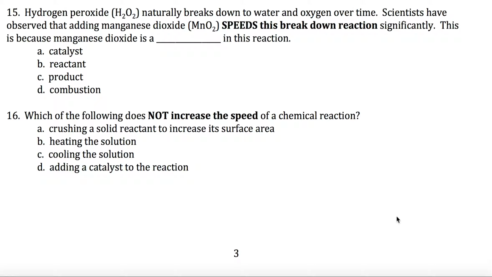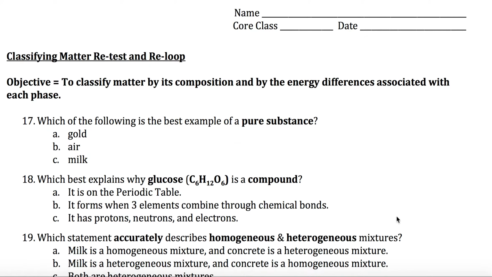Question 16. Which of the following does not increase the speed of a chemical reaction? A. Crushing a solid reactant to increase its surface area. B. Heating the solution. C. Cooling the solution. D. Adding a catalyst to the reaction.